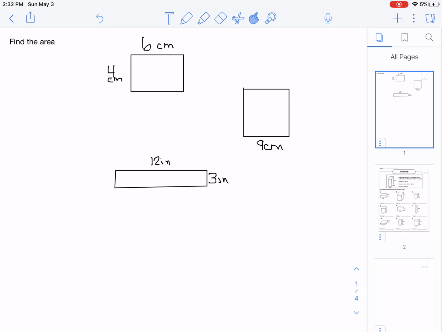So what I want you to do is pause the video. I want you to find the area of these 3 shapes, and then I want you to unpause the video to check your answer. So go ahead and do that now. Pause the video.